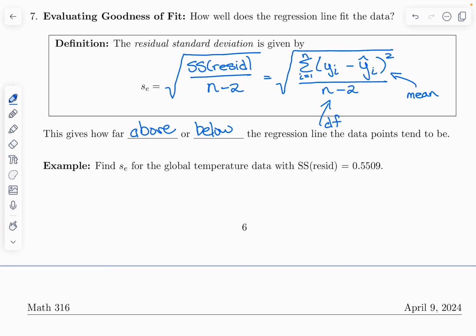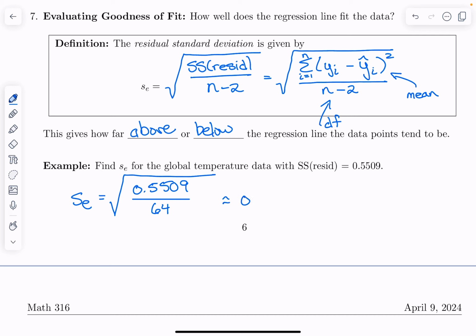Now, if you're using some sort of software, that will usually tell you what the sum of squares residual is. In this case, for our data, the sum of squares of the residuals is 0.5509. So our residual standard deviation is just going to be the square root of 0.5509 divided by our degrees of freedom for that data, which was 64. And that's going to give you 0.0928. And that is our residual standard deviation.